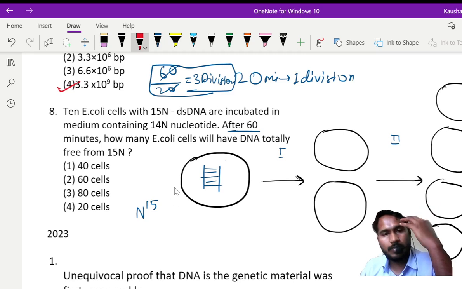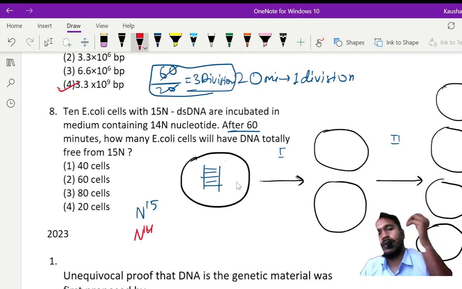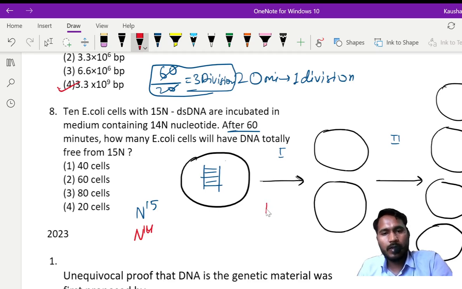This is the Hershey and Chase experiment, and then we are continuing this. The red color is for the N14 strand, and blue color is for N15. They provided N14 medium here. Afterwards, there will always be N14. There are no N15 medium nucleotides.